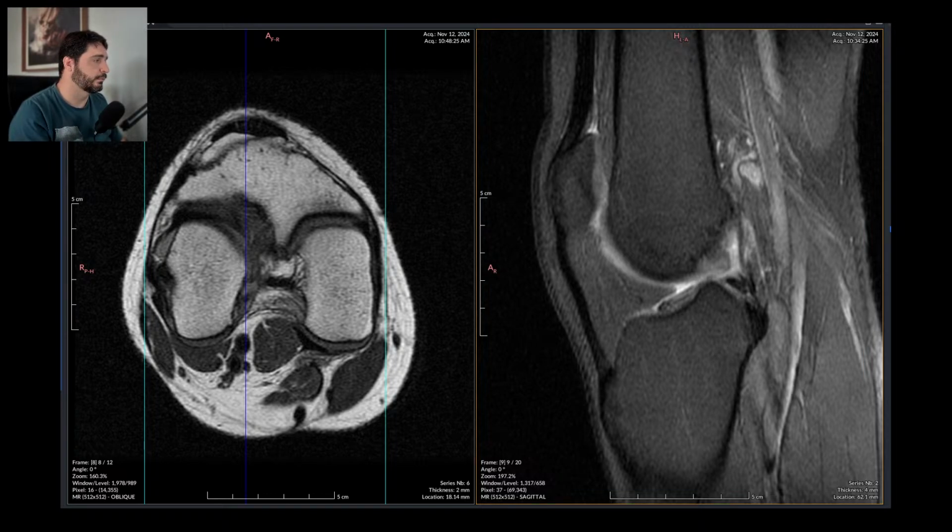Baker's cysts, and we have a tear of the posterior horn of the medial meniscus. Anterior cruciate ligament is ruptured, and this is it. Just summarizing it to make it easier for the referring physician to read the report.